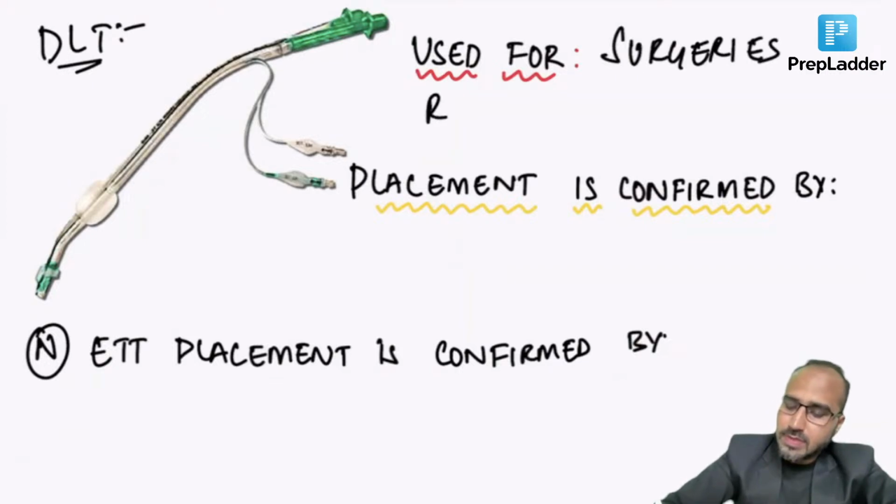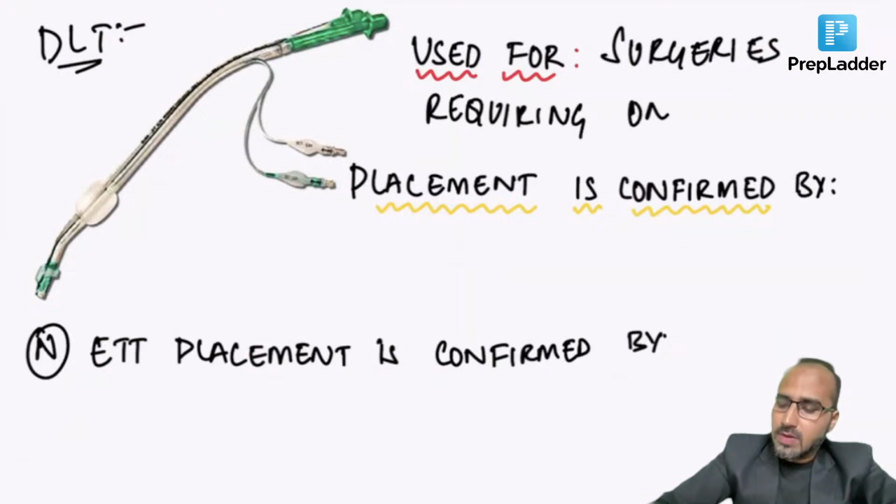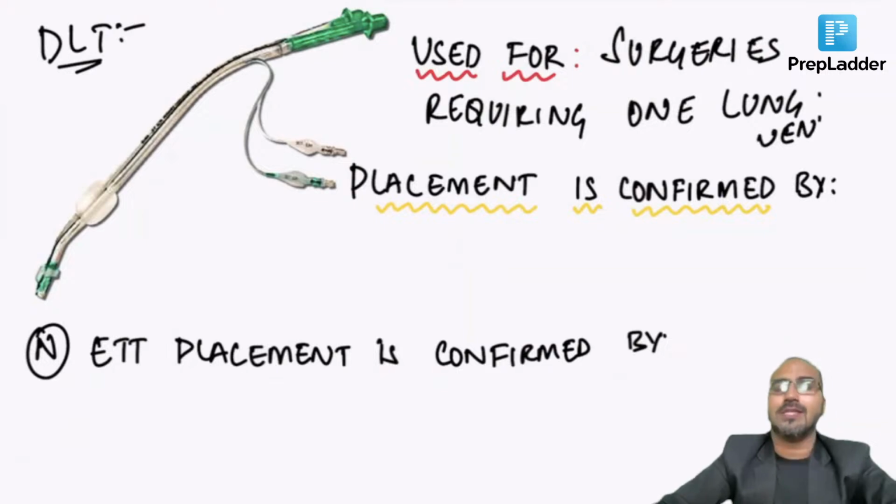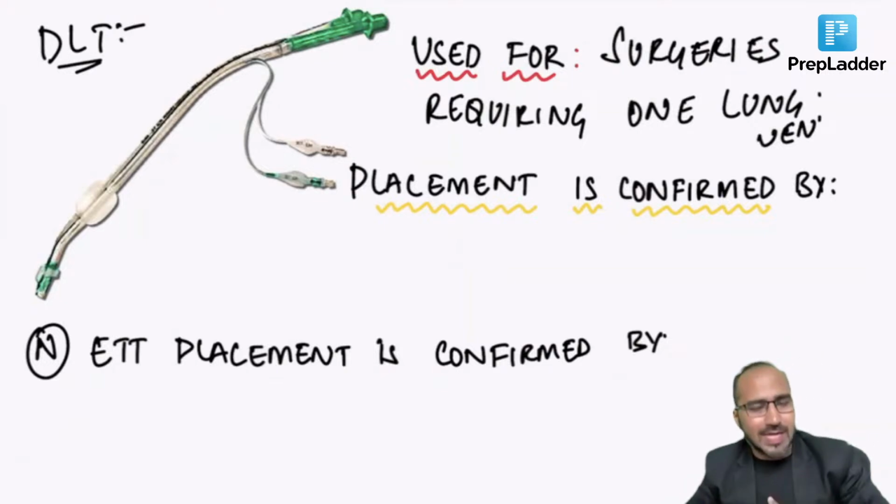Surgeries requiring one lung ventilation. Now, guys, which surgeries require one lung ventilation? Basically the lung cancer or any surgery or like lung abscess that has to be drained. You have to have a long tube that will just ventilate one lung, whereas sparing the other lung.